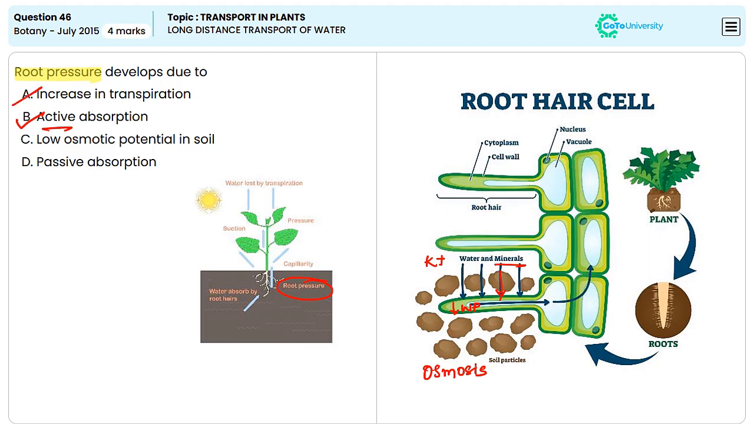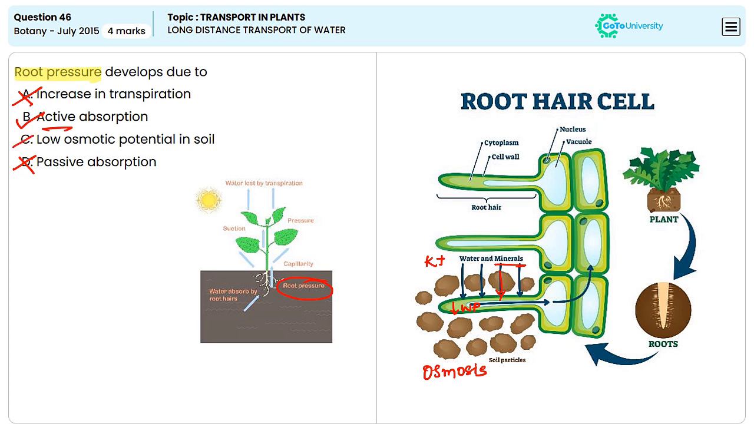Coming to option A, increase in transpiration, and option D, passive absorption. Though they can influence the water movement, they are not the main cause of root pressure. So option A and D are incorrect.